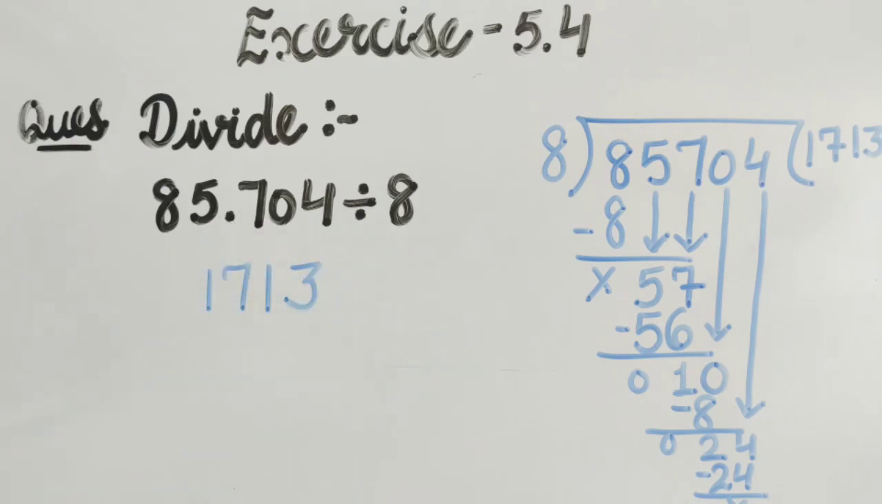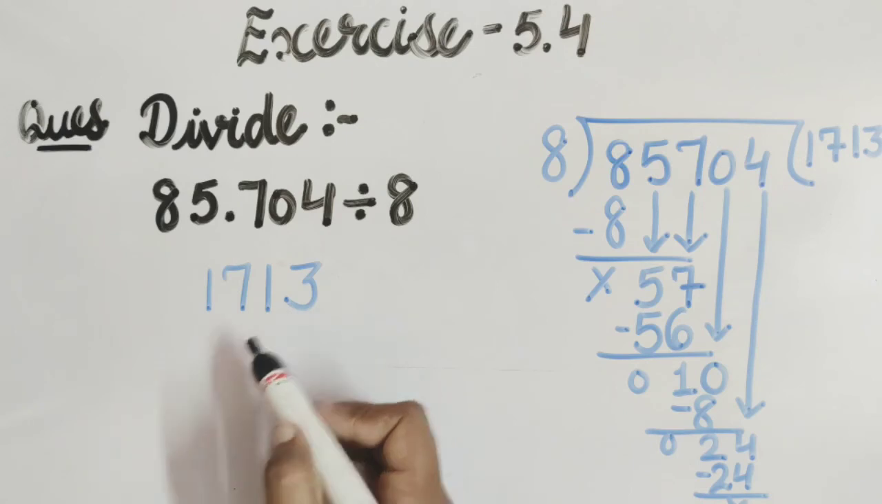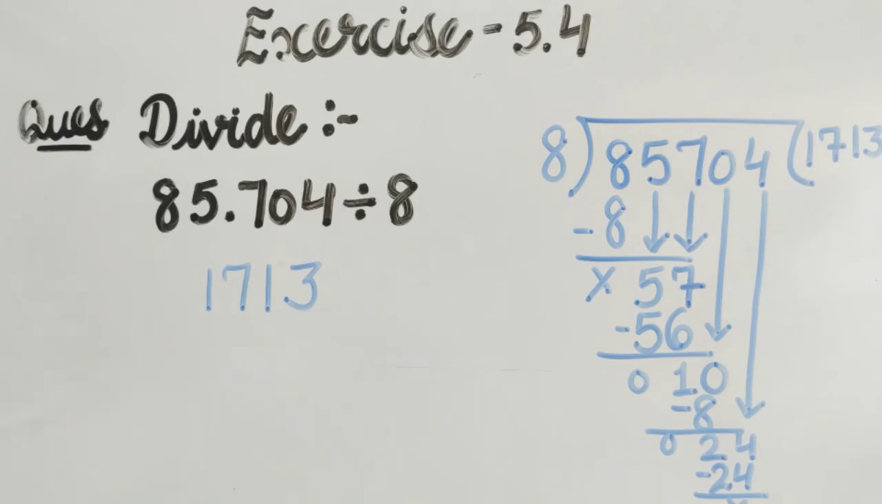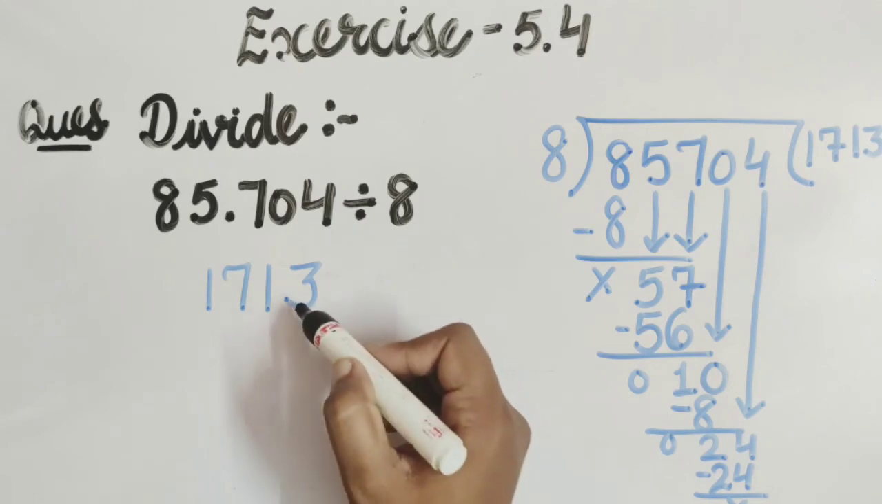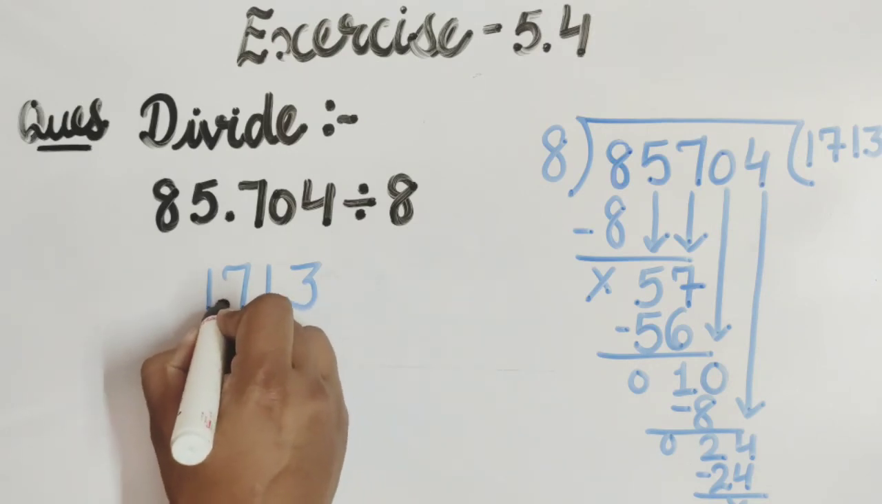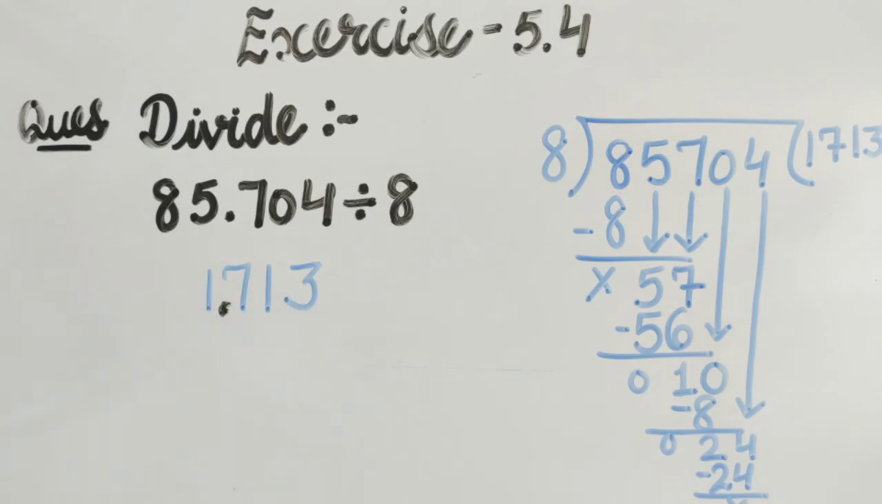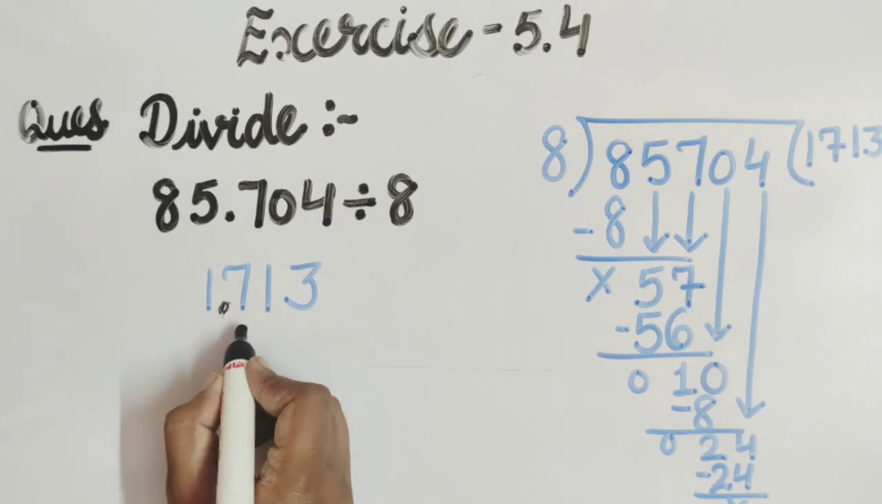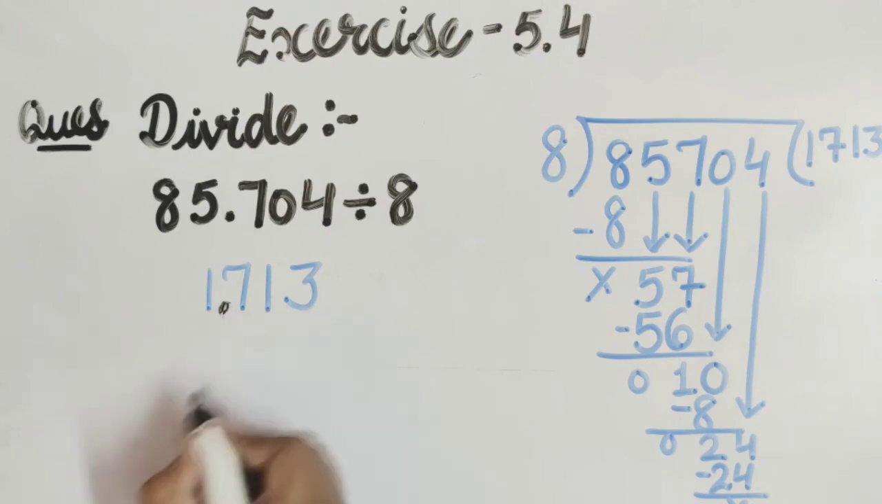So in the solution as well, in our quotient as well, we will count from the last and we will put a point. 1, 2, 3 and this is our point. So our answer is, students, 10.713. I hope the multiplication of decimals and division of decimals is clear to you all.